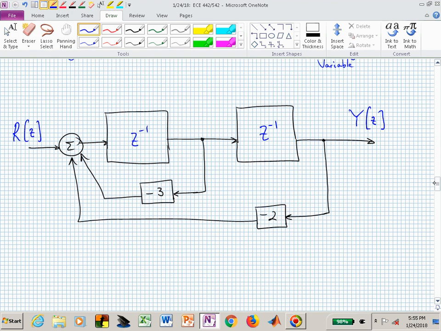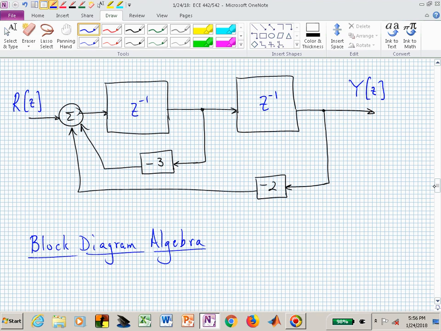And what we really want now is a transfer function in terms of these coefficients in the z's that connect R of z and Y of z. We want to find a ratio of z's, polynomial in z, that will give us the transfer function between the input R and the output Y. We want to perform some block diagram algebra.